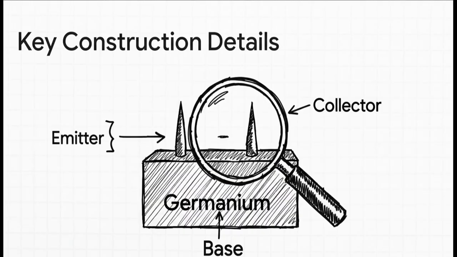The physical details here are just wild. The emitter and the collector, they're just two tiny metal points like the tip of a pin pressed right onto the germanium. And check out that spacing. They are ridiculously close, just a few hundredths of a centimeter apart. That tiny gap is absolutely everything. The base is just a big electrical contact on the bottom of the germanium block. And that's it. That's the whole shebang.